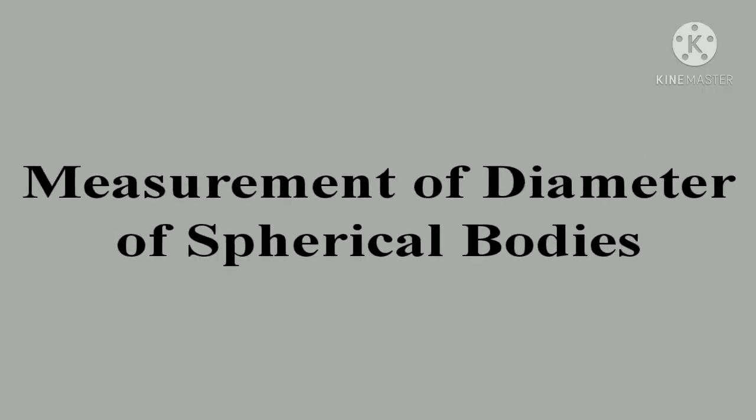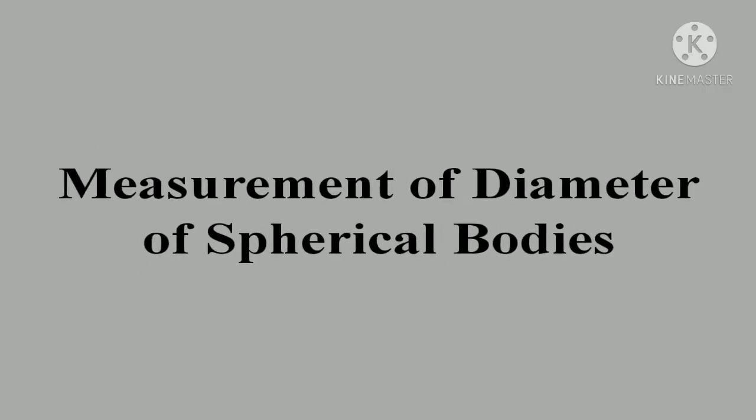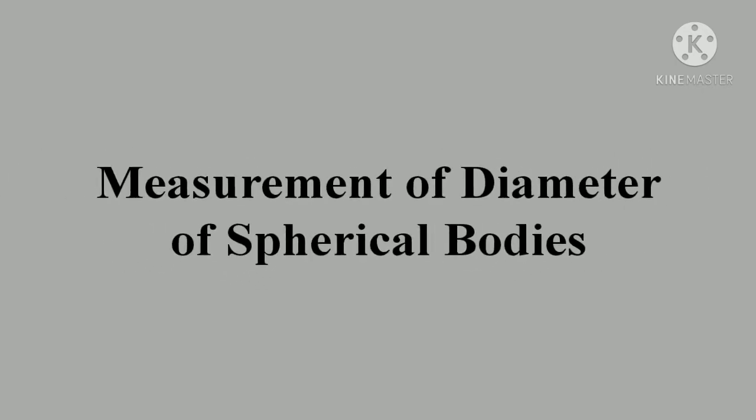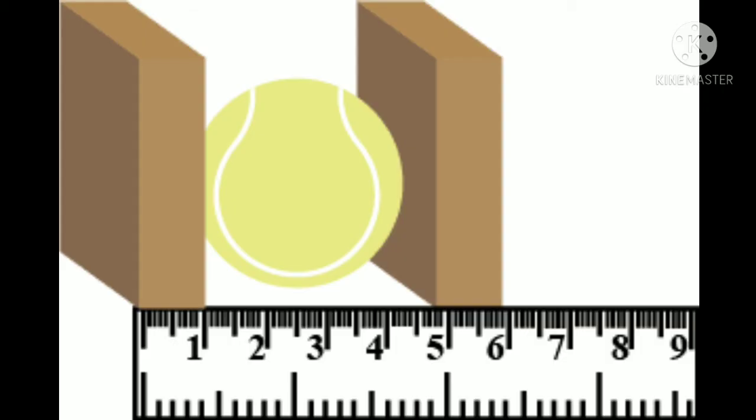Now we will measure the diameter of spherical bodies. How to measure the diameter of a spherical body? First you have to take one pair of blocks, 2 blocks. Then you have to place the ball inside it. Then the ball is read from how much? You can see from 1 to 5. If you have put from 0, then it will be 4, meaning 5 minus 1 is 4 centimeter. So the diameter of this spherical ball is 4 centimeter. So we can measure by putting 2 blocks on the ball.